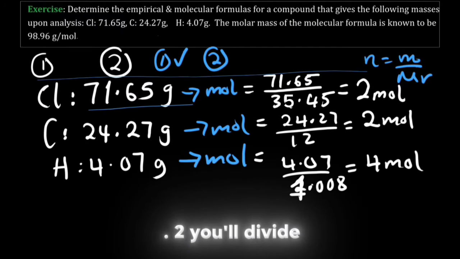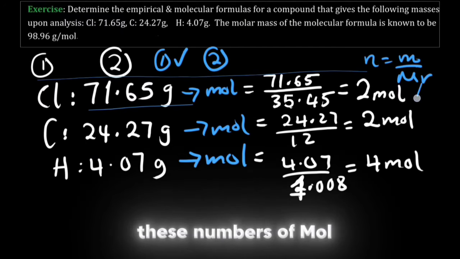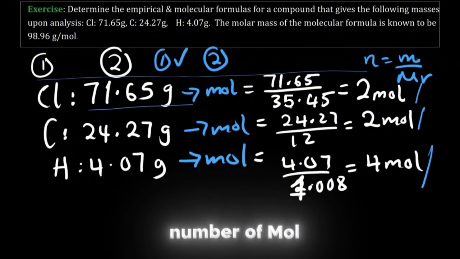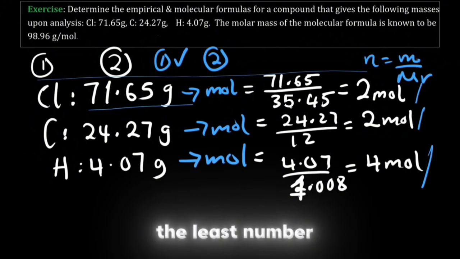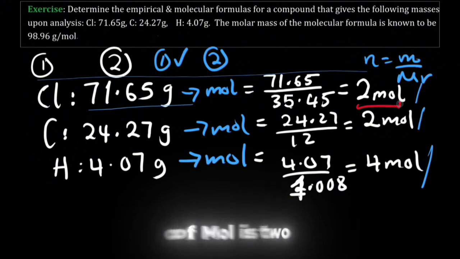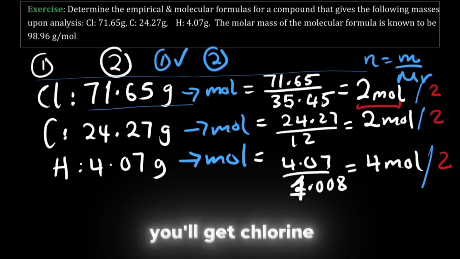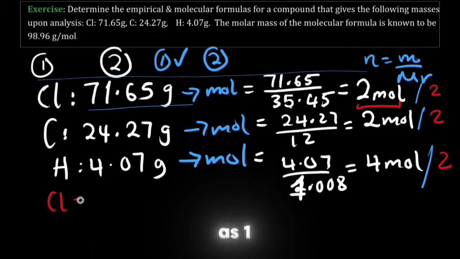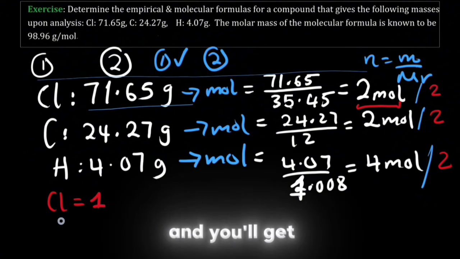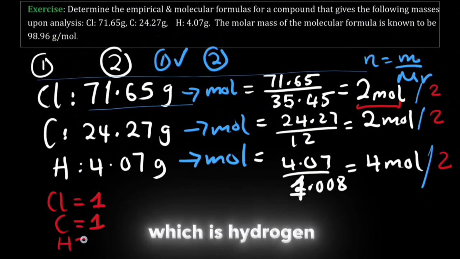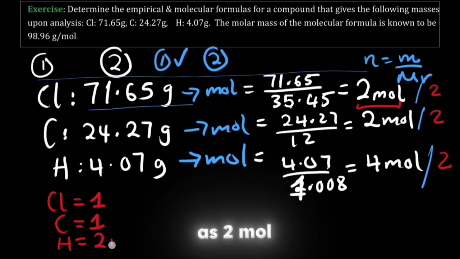For step number 2, you will divide these numbers of mole by the least number of moles which you are given. You can see the least number of moles is 2. So divide all of these by 2. Now when you divide this by 2, you will get chlorine, or Cl, as 1, and you will get C as 1, and you will get also H, which is hydrogen, as 2 mole.